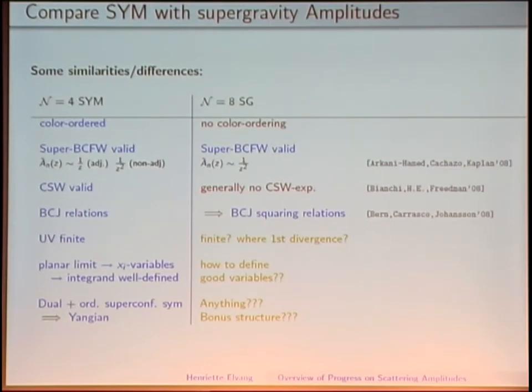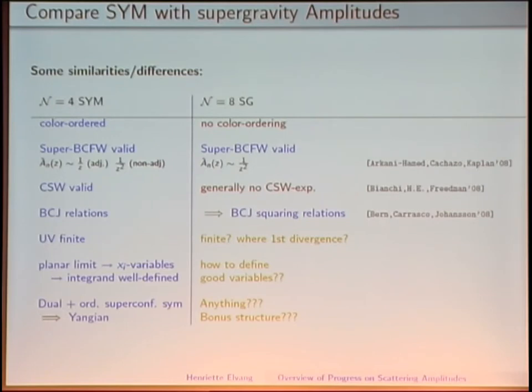The questions of UV properties, of course, come up in gravity. The n equals 4 theory is, of course, finite. The question now seems to be, in n equals 8, at which loop order we find the first divergence. It certainly seems like you need more than the E7(7) symmetry, though there are various approaches to that.